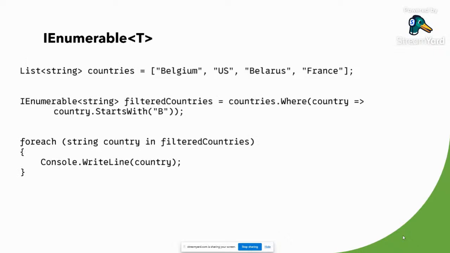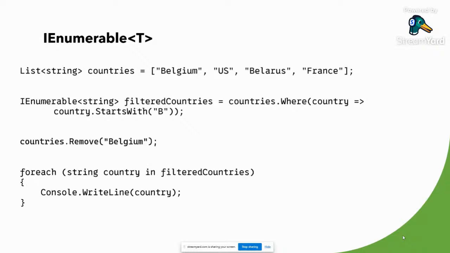Here we go. So, as an example, we have a list of countries, 4 countries in the list. I have an IEnumerable that uses a LINQ query to filter on countries that start with a B. In this case being Belgium and Belarus. Those are my 2 results. And then comes the interview question. What happens now?